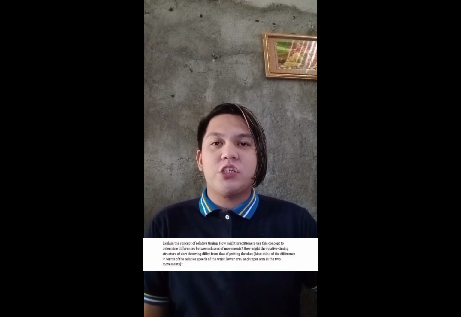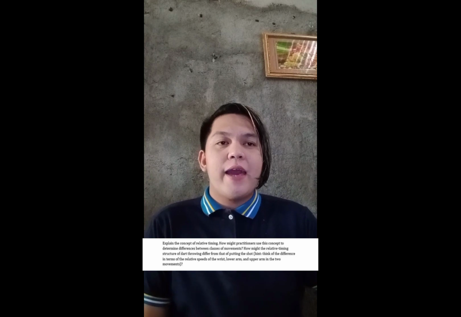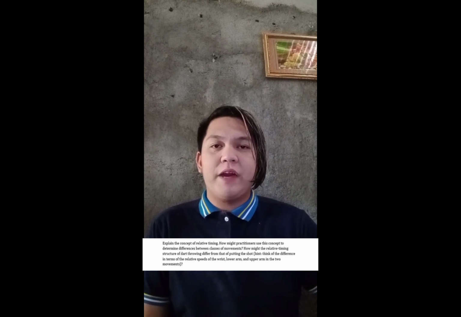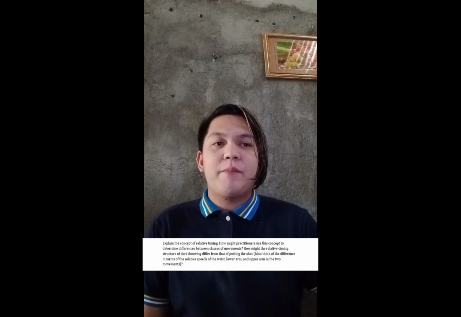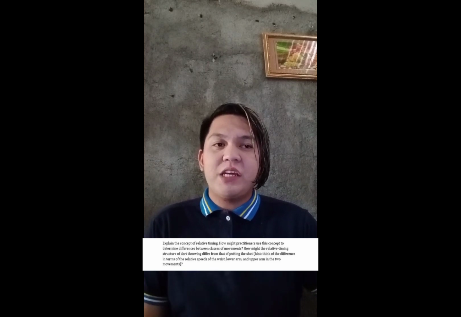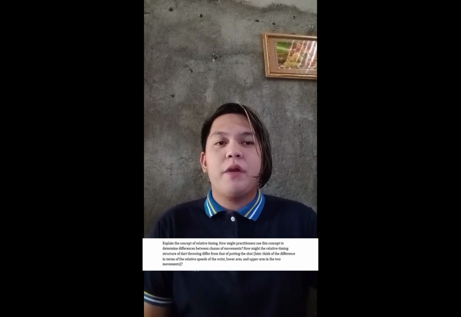So, first question. Explain the concept of relative timing. How might practitioners use this concept to determine differences between classes of movement? How might the relative timing structure of dart throwing differ from that of putting the shot? Hint: think of the difference in terms of the relative speeds of the wrist, lower arm, and upper arm in the two movements.